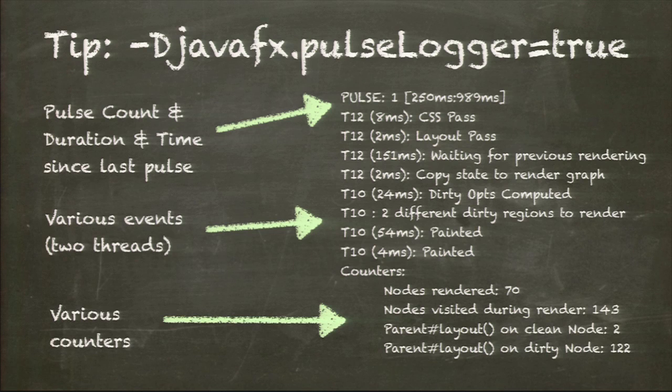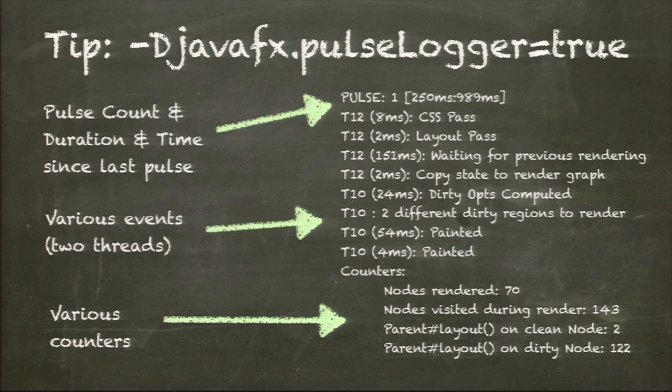But so for example, I wanted to know how many nodes were actually rendered as a consequence of this pulse, 70 of them. And it's amazing that 70 of them took 54 milliseconds. Wonder why. Maybe I'm using effects wrong. Maybe I'm doing something going on there, but that's something to know. How many nodes did I have to actually physically visit in order to render this thing? 143. How many times was I telling it that it needed to layout? Well, there were 122 dirty nodes that needed layout.